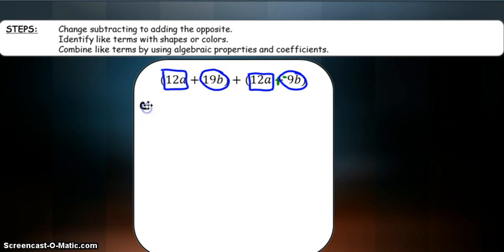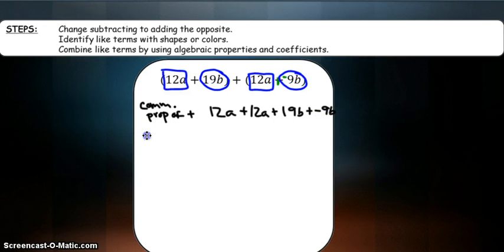So first I'm going to use the commutative property of addition to rewrite it. So I'm going to put the boxes together and the circles together. You want the like terms right next to each other. 12a plus 12a plus 19b plus negative 9b.